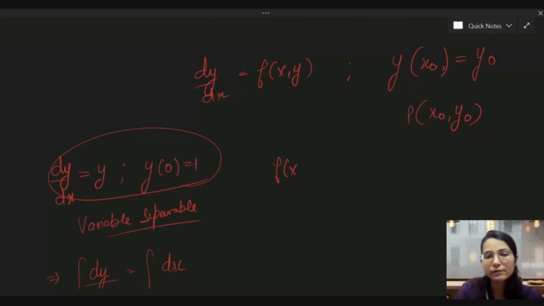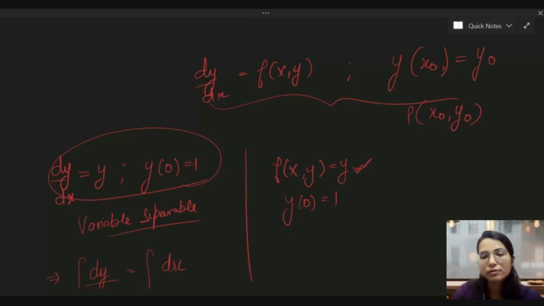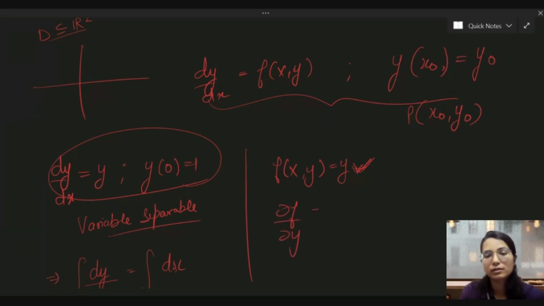In this case, with the theorem, f of x,y was equal to y. And there was this given condition, y(0) equals 1. Now we need to see the neighborhood of this point. To find the region D, which I told you is a subset of R squared, f of x,y and del f over del y, which in this case is 1, should both be continuous functions in the given region D. So if no region is given, we take the neighborhood of this point. What is the point? 0, 1.